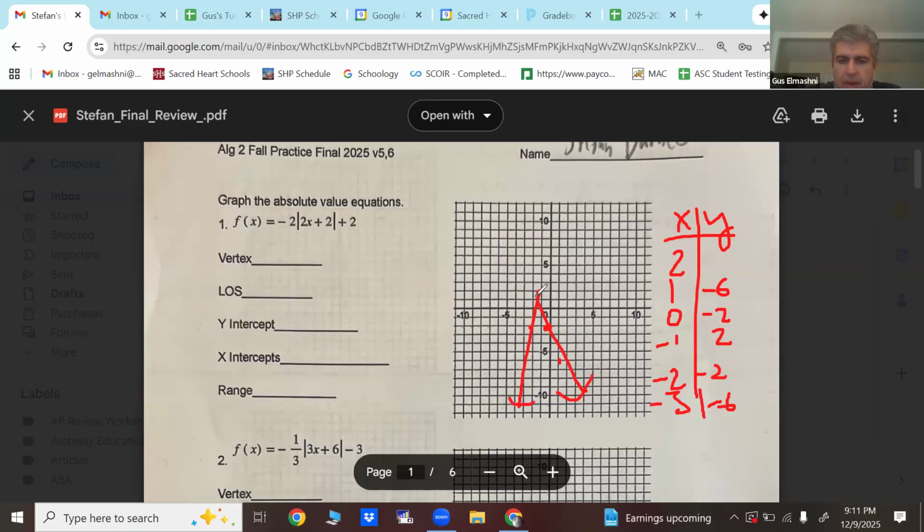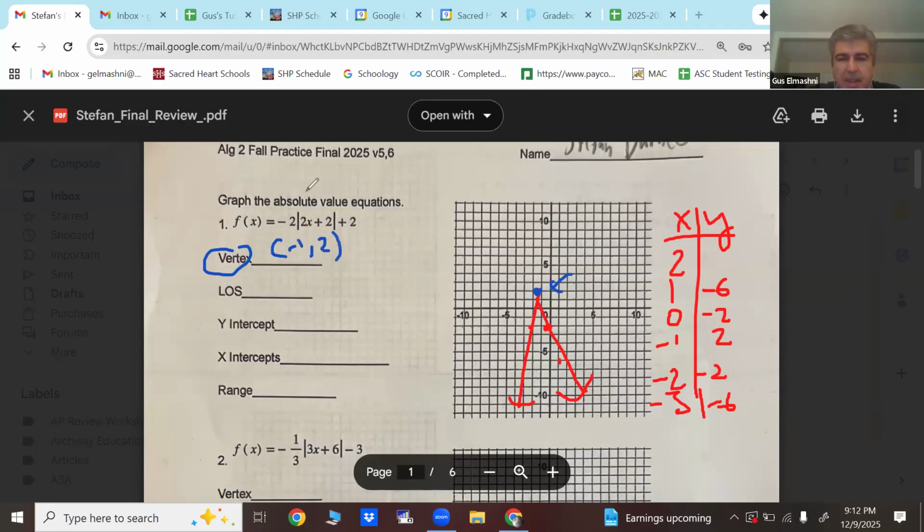So given how the graph looks now, where's my vertex? Vertex is right there. We plotted the point already. You want to get it from the table. So which of these points from the table will it be? Hold on, 2, 0? Or nope. Oh, it's -1, 2. Good. So it's just right there.